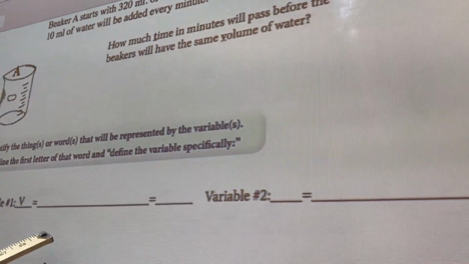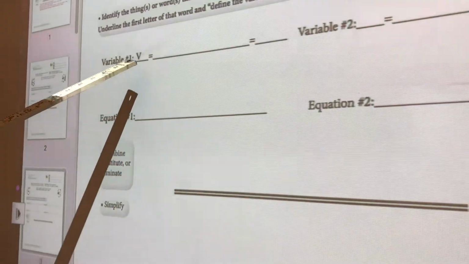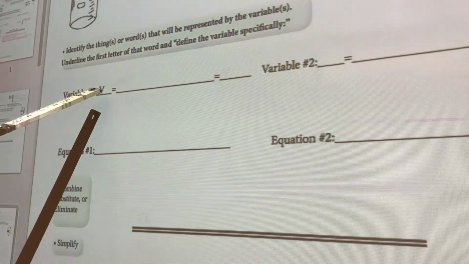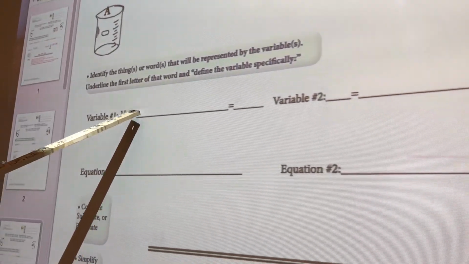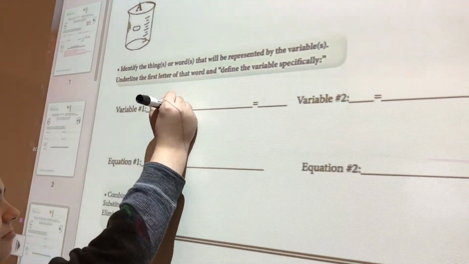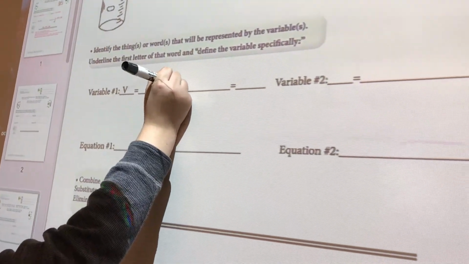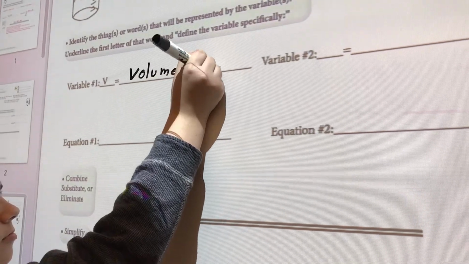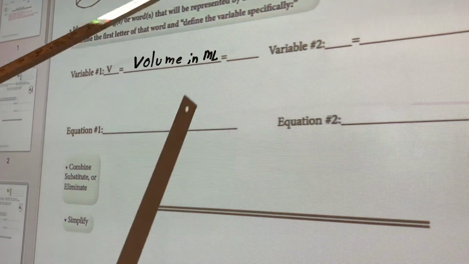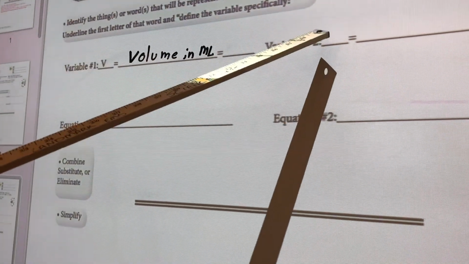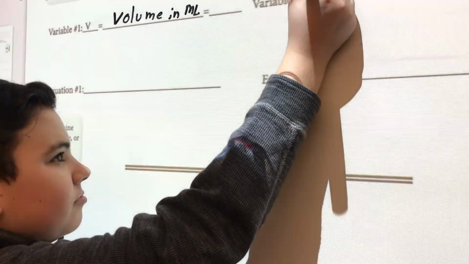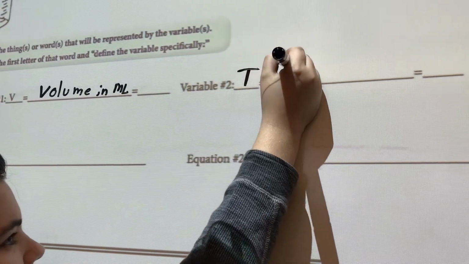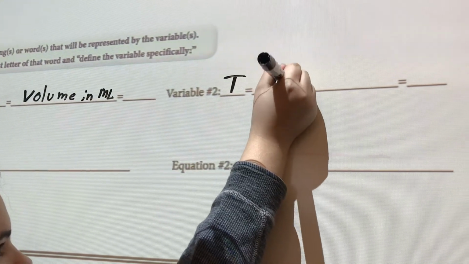First thing we've got to do is define our notation in terms of variables. So variable 1 is going to be talking about volume, V. So let's get that in here. We've got V as our variable, and we're going to write volume in ml. Fantastic. The other thing that we're talking about is time. So let's call this T, and it's time in minutes, right? So time in minutes.